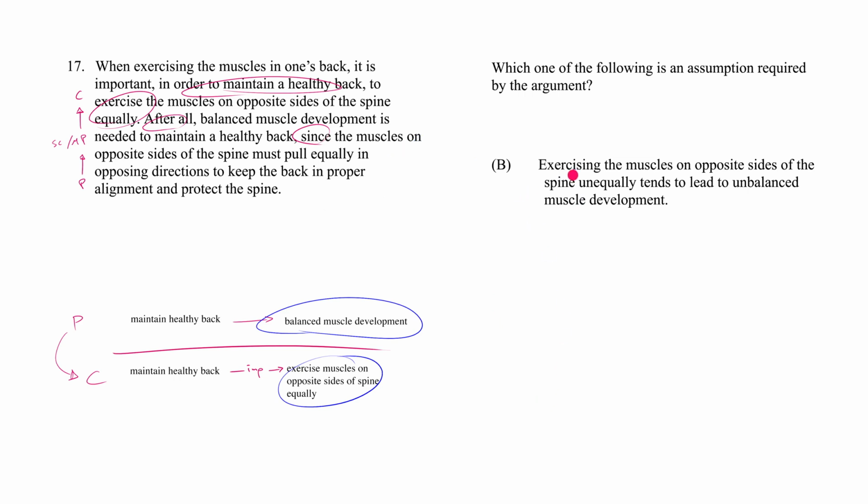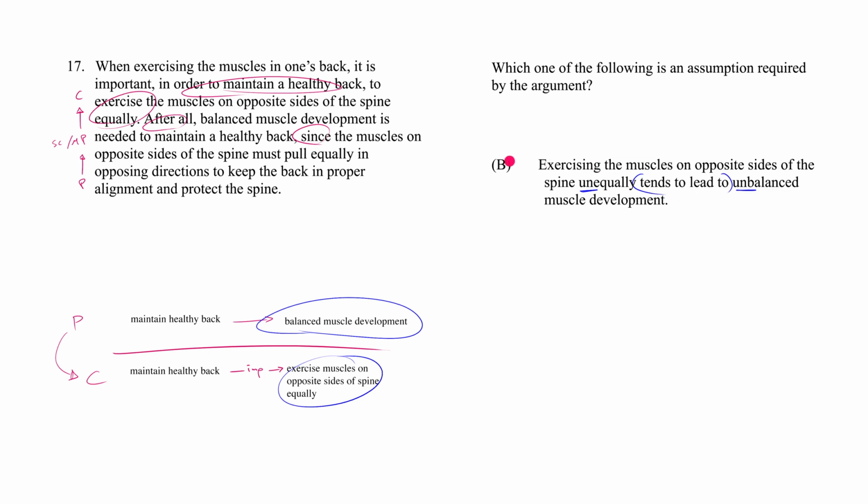Okay, so B says, exercising muscles on opposite sides of the spine unequally tends to lead to unbalanced muscle development. Now think about that. That's precisely the opposite of this and precisely the opposite of that, right? This is the opposite of your plan of action, and this is the opposite of your goal or outcome. They're saying doing the opposite of your plan or action has a tendency to lead you to the opposite of your goal. Why is that necessary?